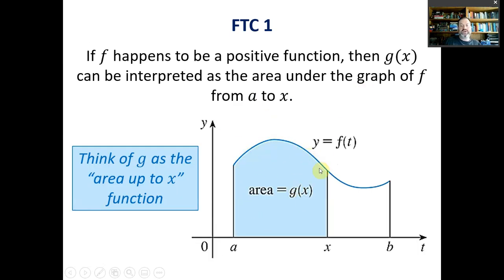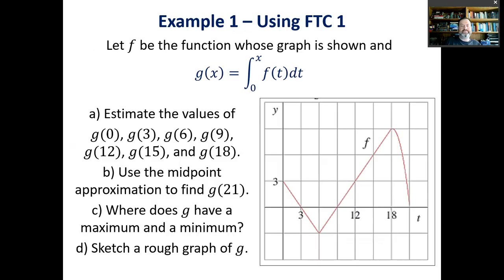So here's f of t. We're on the t-axis, and this is the y-axis, but these letters can be anything. And a is a fixed value, so we're saying it starts somewhere. And then where does x go? So what you want to think of is that g is the area up to x, or the area so far from a to x. So it's sort of like a running total. It keeps track of what's happened so far.